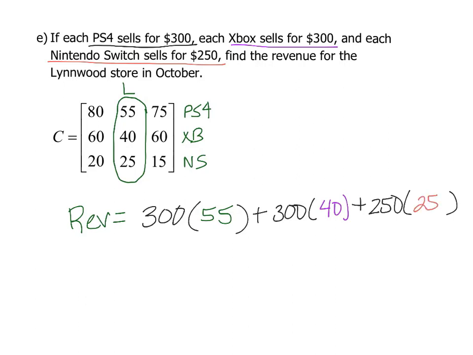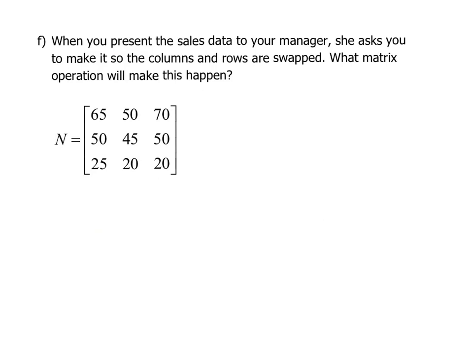So when I add all these numbers together, I end up with 34,750. Now, this wasn't a matrix operation, but it was a calculation that we did with matrices. We're going to learn in the next section how this really is a matrix operation, but we haven't quite defined it yet. Okay, last problem.